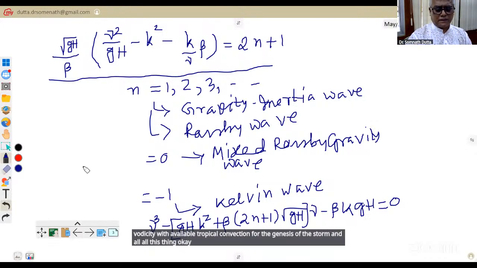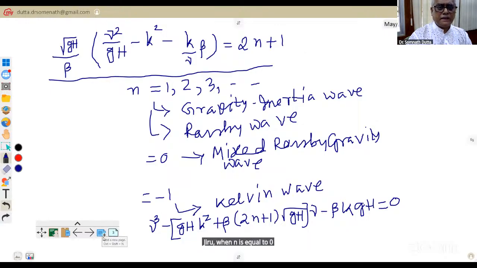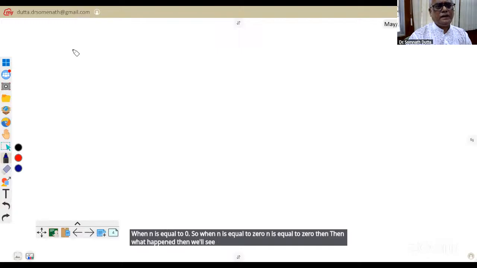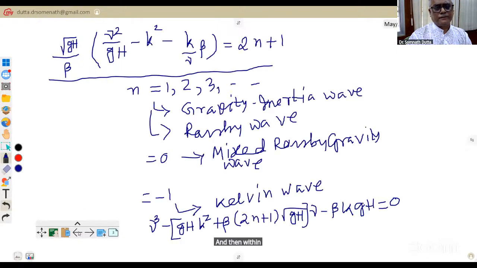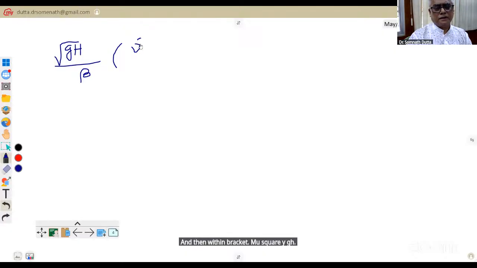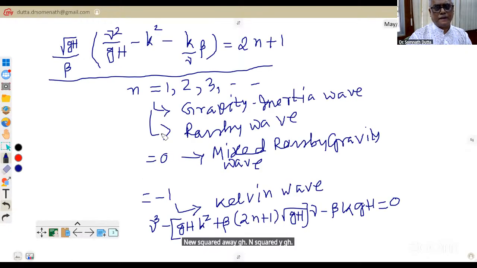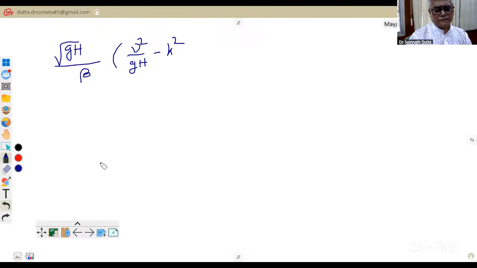Okay, so now we will discuss the special case, that is when n is equal to 0. When n is equal to 0, then our dispersion relation will look like this: under root gh into beta, then within brackets nu square by gh minus k square, and minus k nu by beta. This is equal to, n equal to 0 means this is equal to 1.